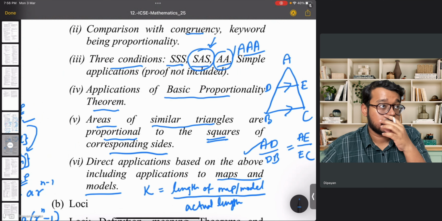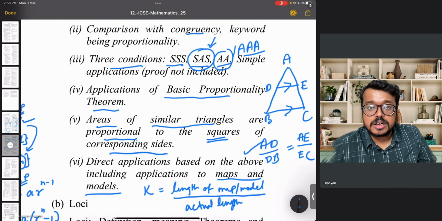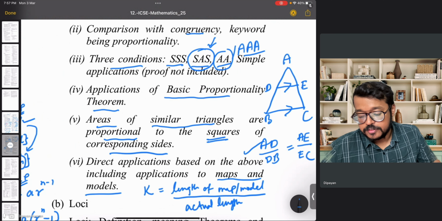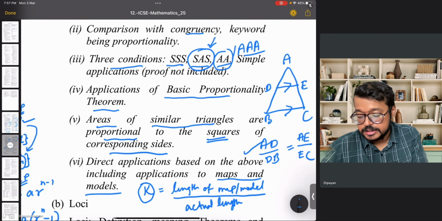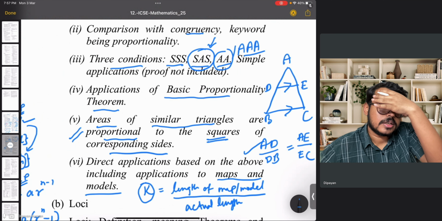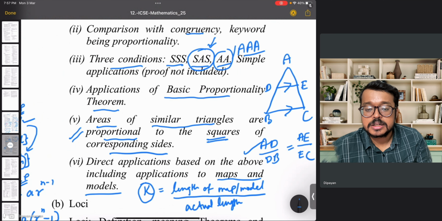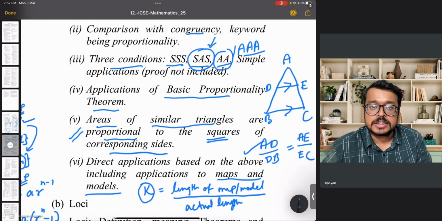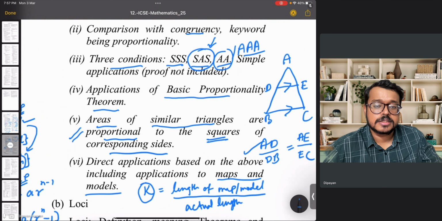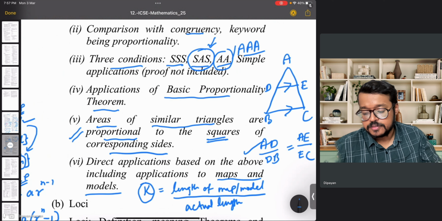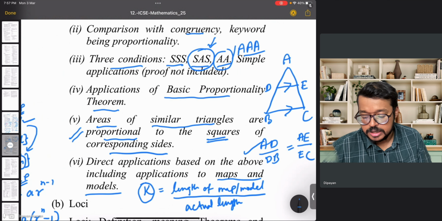Then if you have to look at the area of your model versus the actual object, the ratio of area will be the square of the scale factor. It is similar to the previous theorem that the ratio of areas of similar triangles is equal to the square of the ratio of corresponding sides. So even other than triangles, if any other shapes are similar, which has to do with any map or model representing some real life thing, that is also similarity. So in that case, again, the ratio of area will be, according to this concept, the square of the ratio.